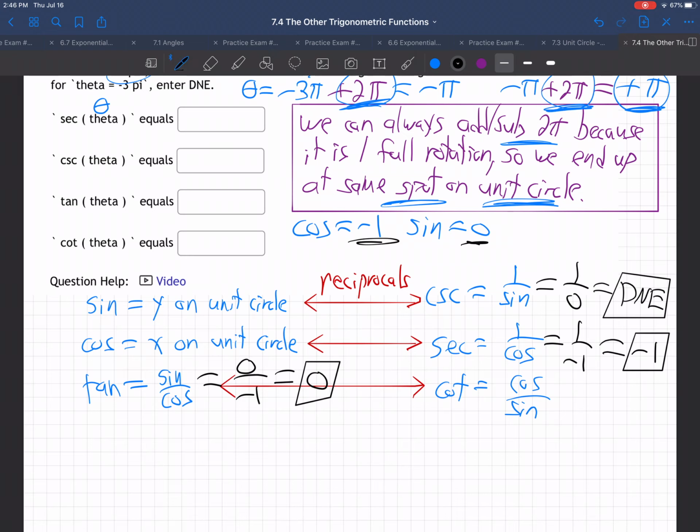And finally, cotangent, which is cosine over sine, it's negative 1 over 0. And there it is again, 0 on the bottom of a fraction does not exist. It's actually infinity, right? Because 0 goes into any number an infinite amount of times. And that does not exist. There's not a real number that exists there. So 0 on the bottom of a fraction, notice, is always does not exist. So there we go.